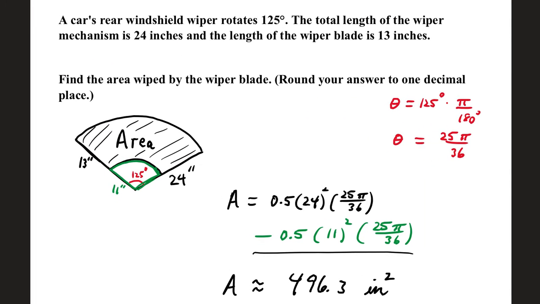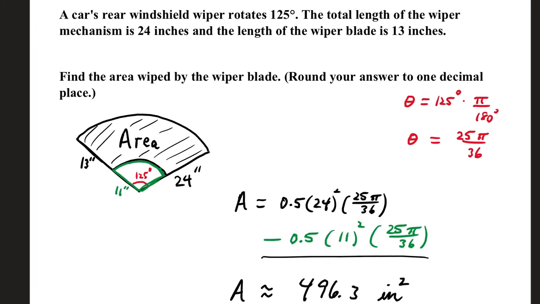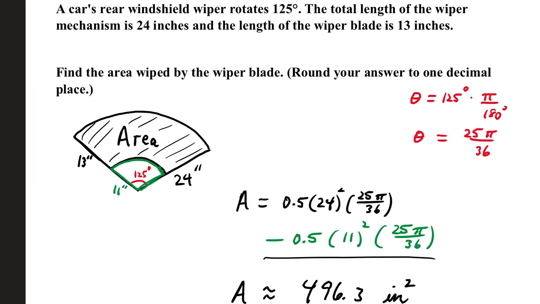A car's rear windshield wiper rotates 125 degrees. The total length of the wiper mechanism is 24 inches, and the length of the wiper blade is 13 inches. Find the area wiped by the wiper blade. Round your answer to 1 decimal place.